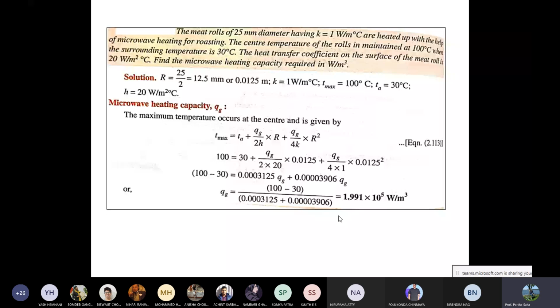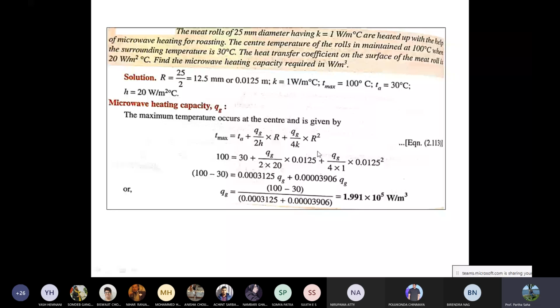Very good. So, radius given, thermal conductivity given, maximum temperature given at the central line, right? Ambient temperature given. We know that temperature formula, right? T max equal to TA plus QG by 2H into R plus QG by 4K into R square. So you put the values here except QG, because you don't know the heating capacity. You solve for QG, you get 1.991 10 to the power 5 watt per meter. So, that is the heating capacity of the meat roll, like microwave.